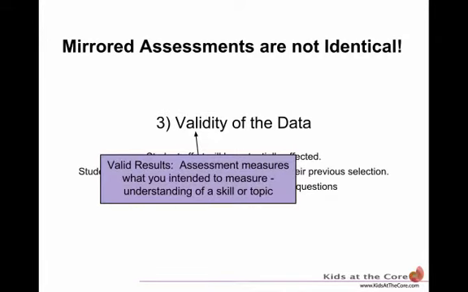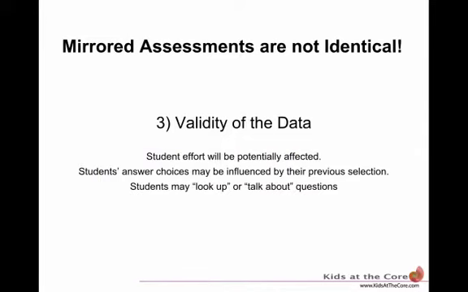skill. And then finally, there's the issue of validity. Valid results really mean that the assessment results we're getting measure what we intend them to measure. And what we're intending to measure is understanding of a skill or a topic. So we want to make sure we're getting valid data. Really, when we give the same question twice, the validity of the data really does come into question because, first of all, student effort can be potentially affected.